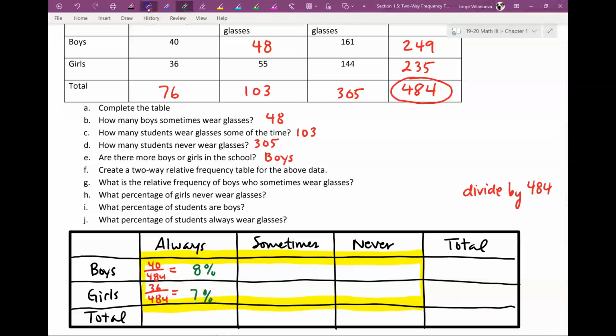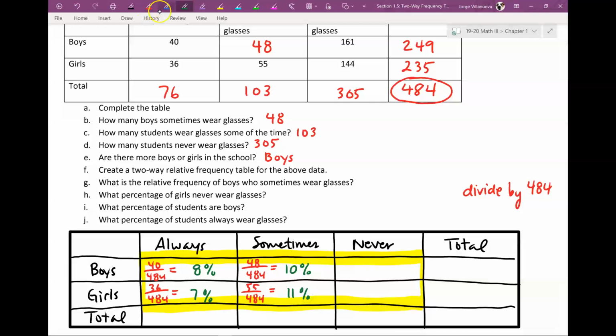Thank you. All right, we're going to do the sometimes. Are we good? So the sometimes boys, that's 48 over 484. So we get, you might get a 0.1, so 10%. Do we round, like say it's 15.7 to 16? Yeah, you could go to the nearest whole. That should be okay. And then the next one, 55 over 484. So that's going to come out to 11%.